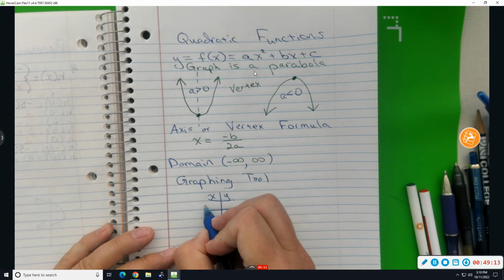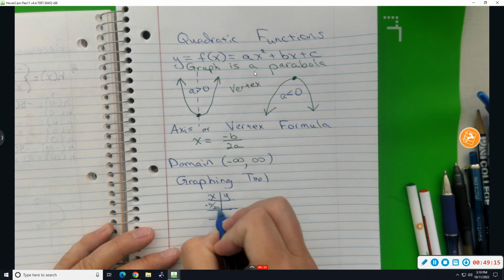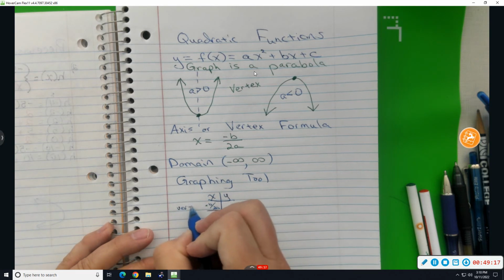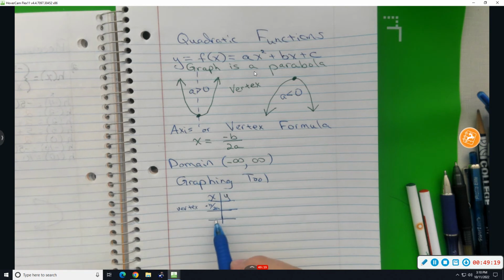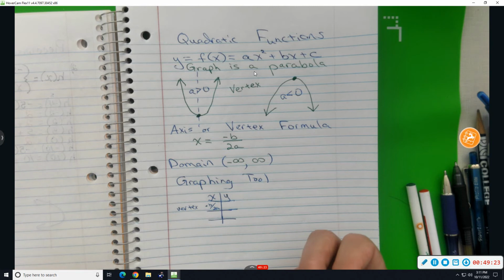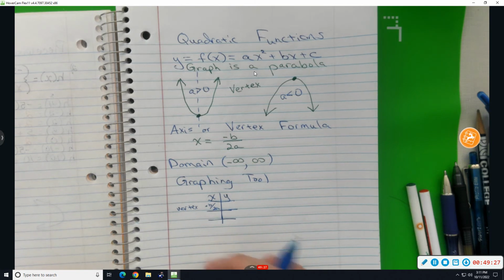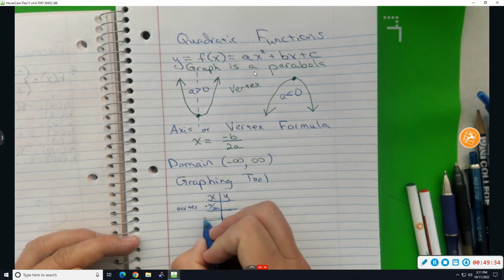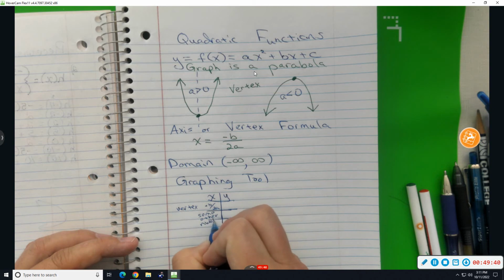Okay, so we'll use the negative b over 2a. The first thing we'll do is we'll find the vertex, and then we'll get a secondary point. Choose any number you want to, something that's easy to work with, though. We don't have a specific function yet, but I'll say some other number.